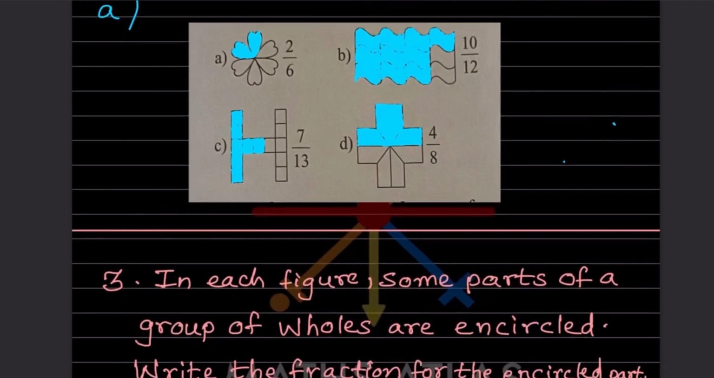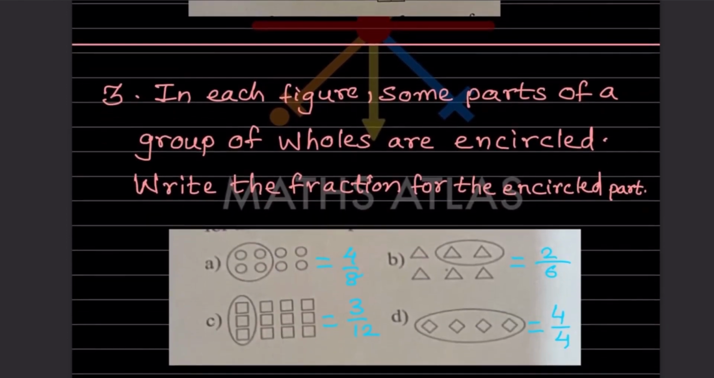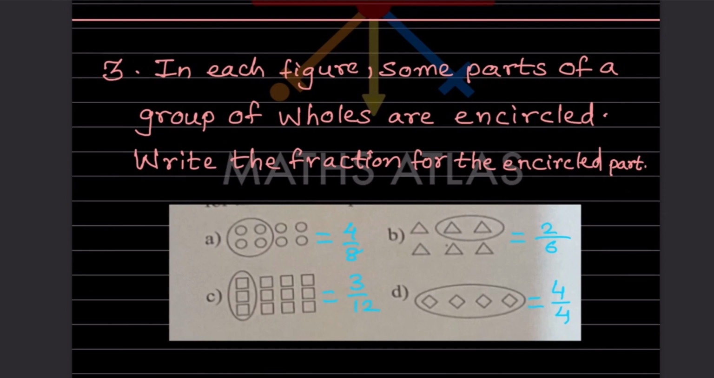So this is done. The next question says that in each figure some parts of a group of holes are encircled. Write the fraction for the encircled part. So here, what are you going to do now? For the encircled ones, you will put it here. See here, this is the encircled, right? Can you see here? So 4 are encircled, out of how many? Total are 8.